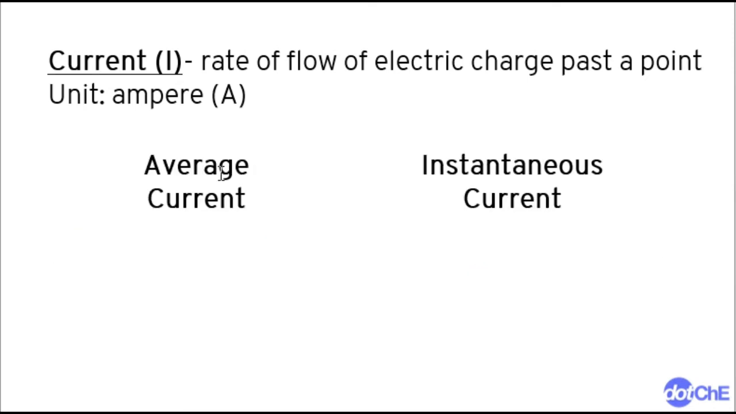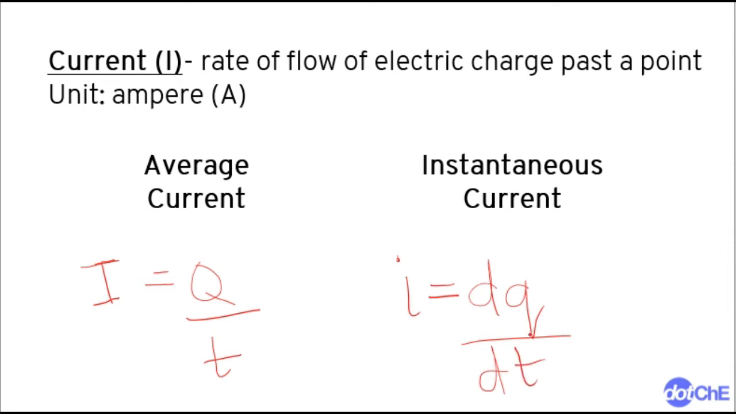Pwede natin i-compute either yung average current or yung instantaneous current. So, if average current yung i-compute natin, we use I equals charge over time. Ang convention pala, capital yung gagamitin if constant. So, sa instantaneous current, we actually use small i equals dq over dt. So, i-differentiate natin yung function ng charge with respect to time.